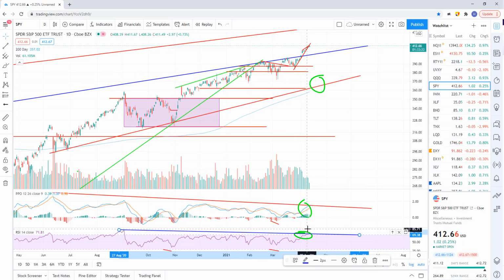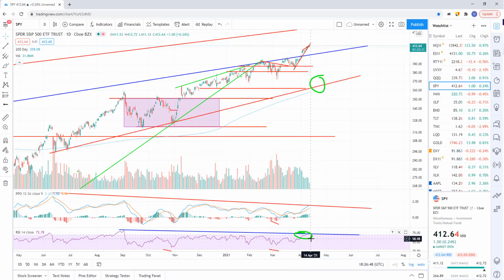So same thing. There's no short. I'm not taking a short, but I'm looking for a short. So what I'm looking for is the PPO. I can go ahead and get rid of these circles. I'm looking for the RSI and the PPO to start to turn down. All right. And then that should come with some sell signals as well.